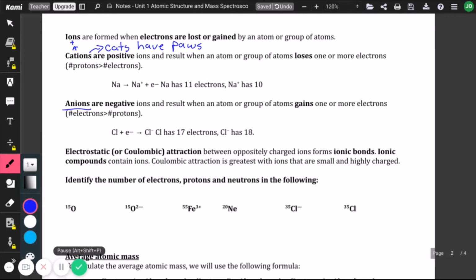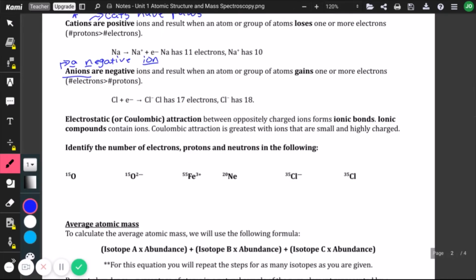I've always remembered this as a negative ion. So A-N-I-O-N, a negative ion. You can also remember it as anions looks like onions, and onions make you cry, which is a lot of times considered a negative emotion. Yes, you can have a good cry and it makes you feel better, so it's not always a negative thing. But anions are negative, cations are positive.